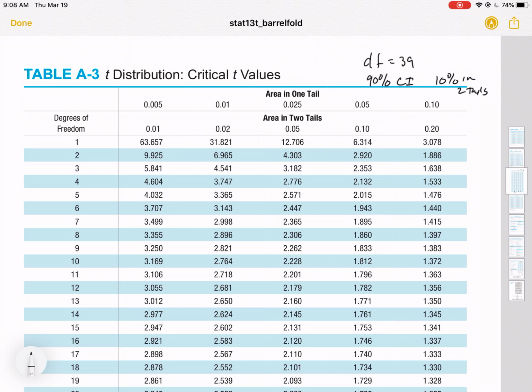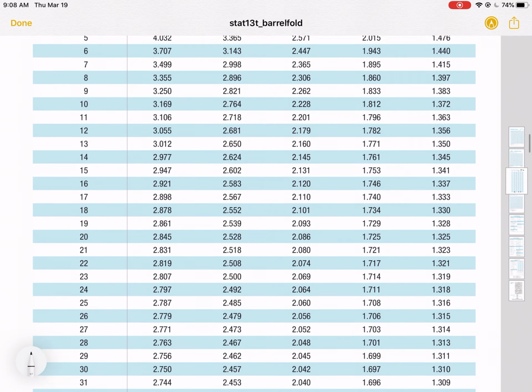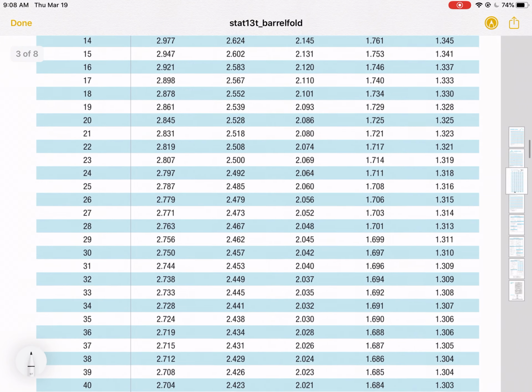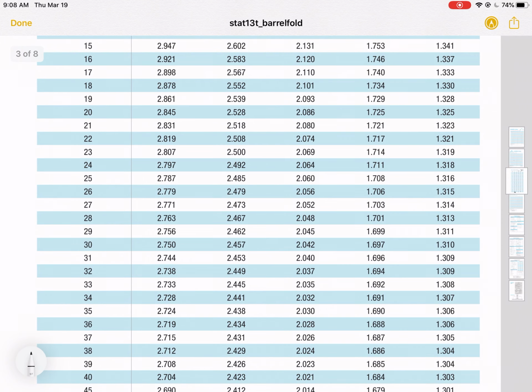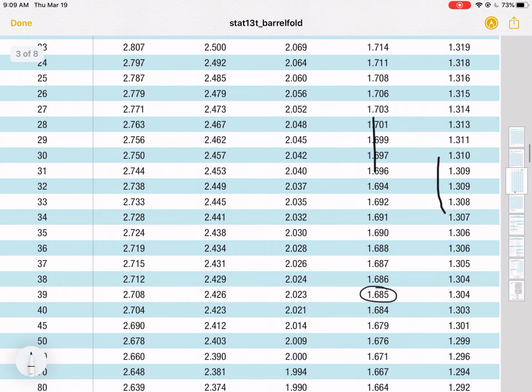Well, that 10% in two tails I can see right now. That's this column right here. So I want to be in that second to last column, and I want to go down to a row headed by 39. Sometimes it's there, sometimes it's not. Oh, it happens to be there. If it wasn't there, I would go to the closest one, but it's there. If you remember, I wanted to go to the second to last column. Well, that's this one right here. So if I make that value a little bit bigger, it's 1.685.